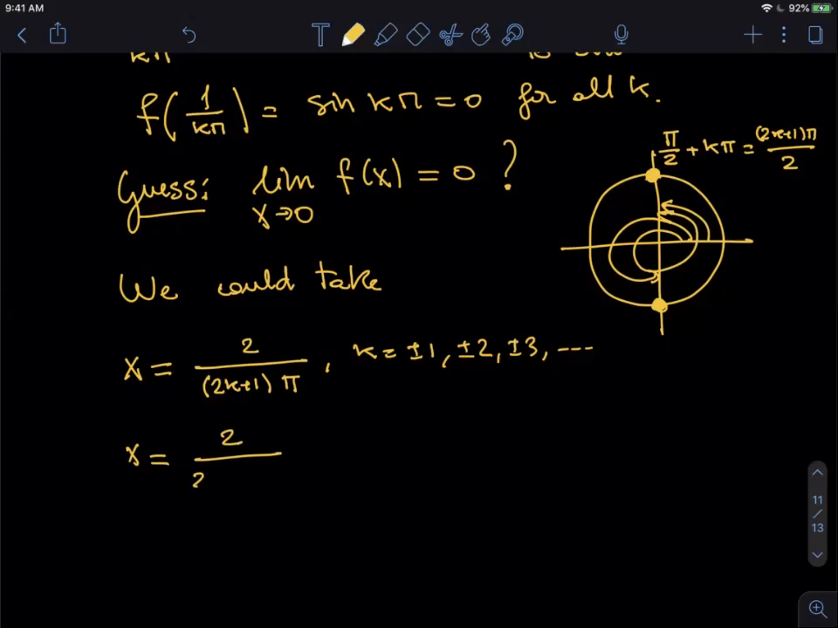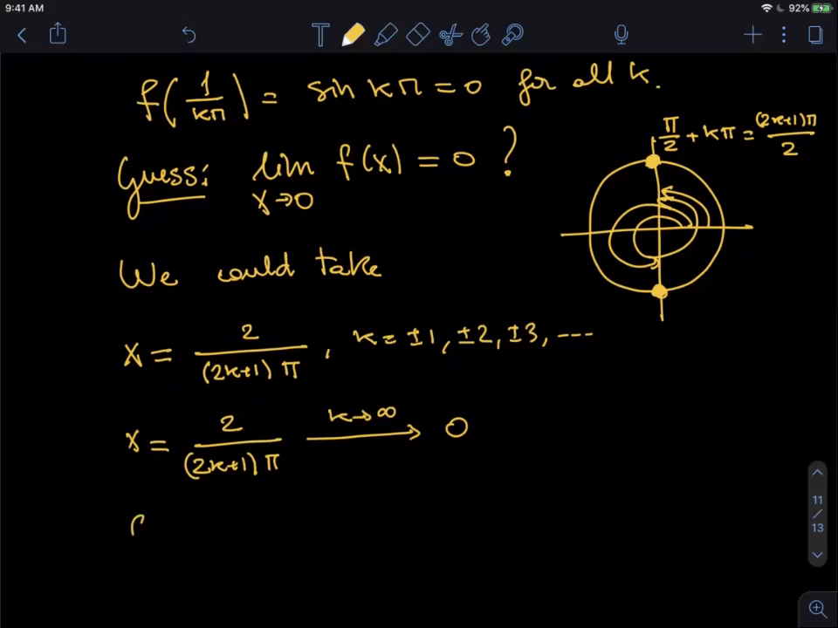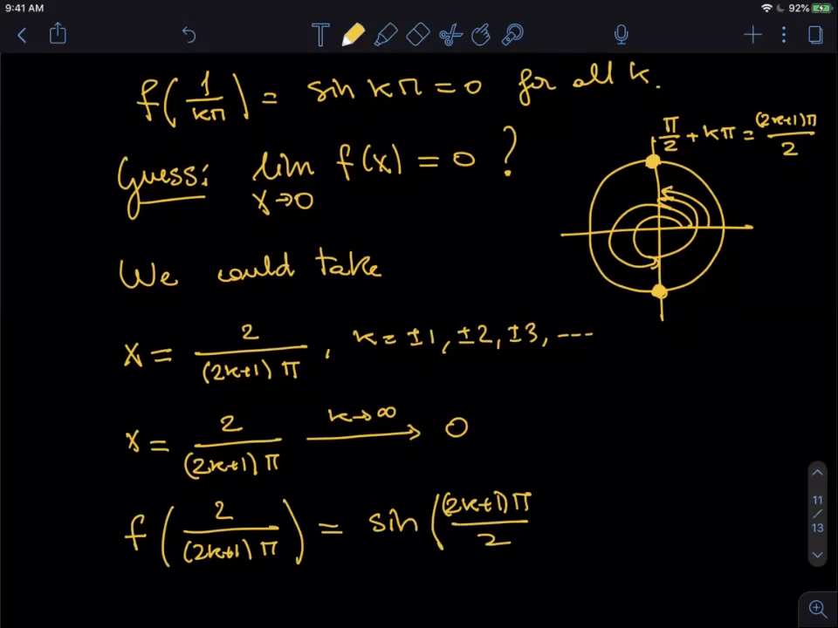This value (2k plus 1) pi, when k becomes large, it also goes to 0. So I could say, well, let me plug it in the function and let's see what happens. So this is the sine of (2k plus 1) pi divided by 2.